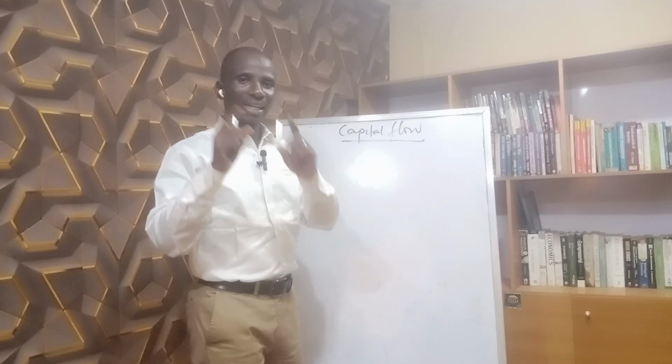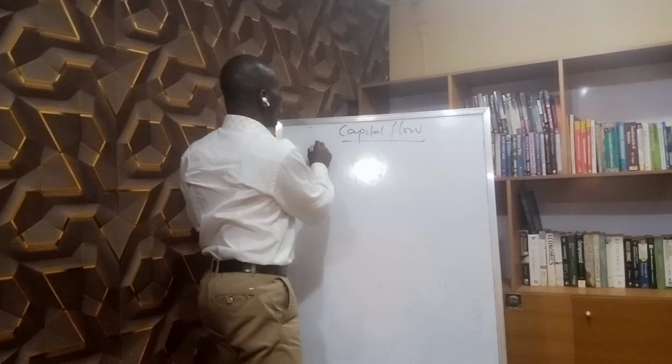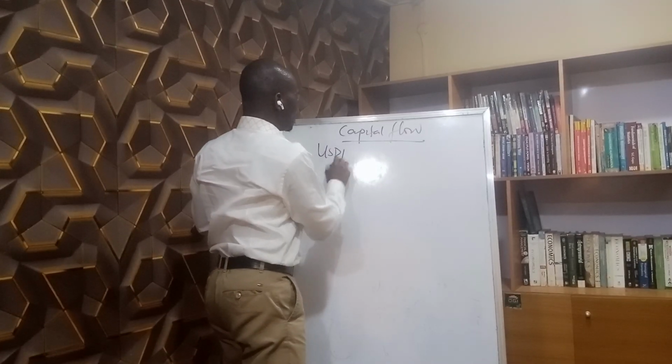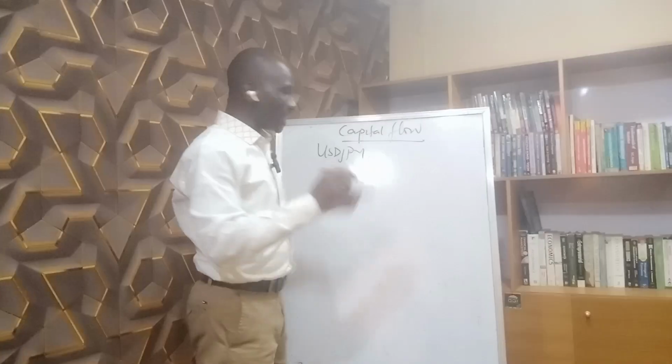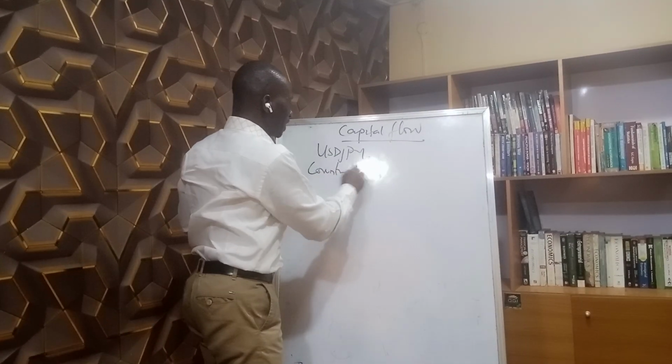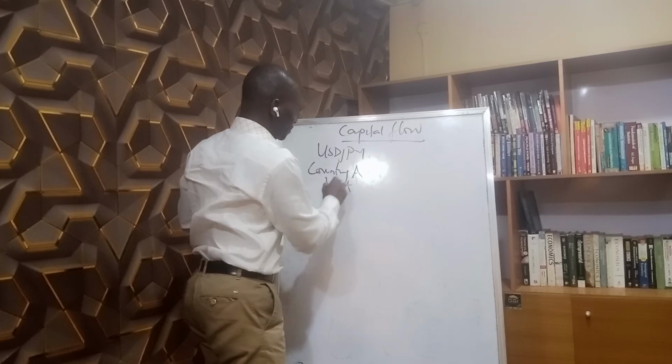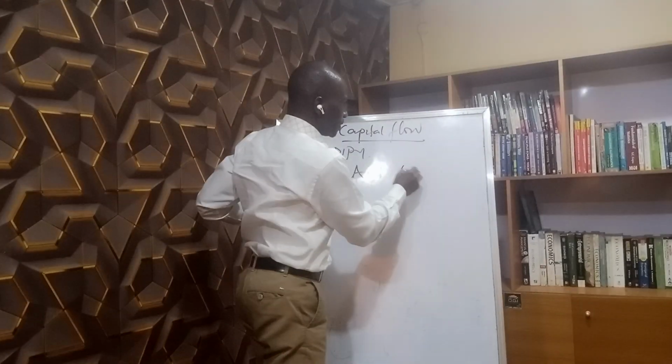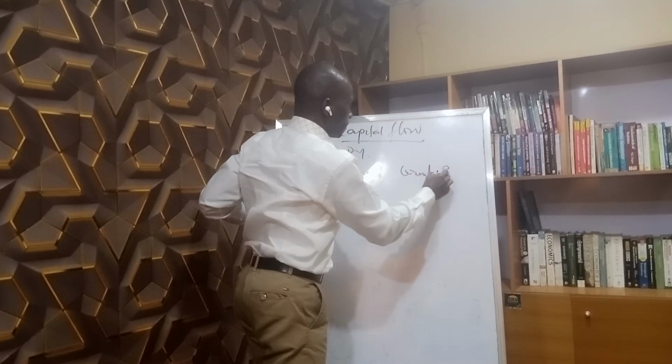Now, let's pick a hypothetical example. Let's say we want to analyze USD JPY. You need to identify the country for USD JPY. Country A will now be USA, and of course, country B will be Japan.